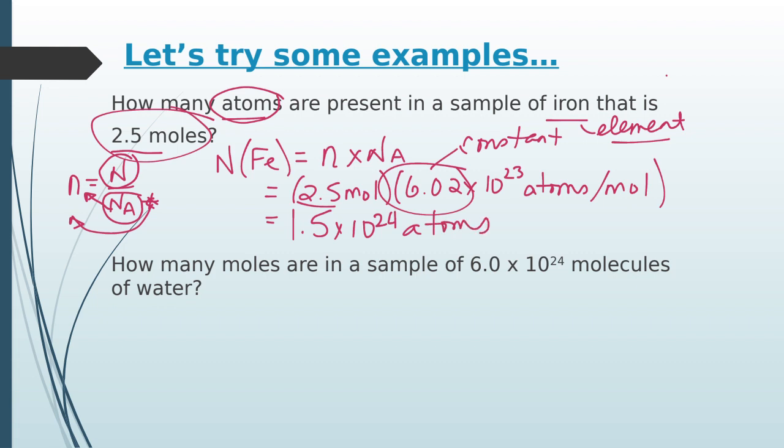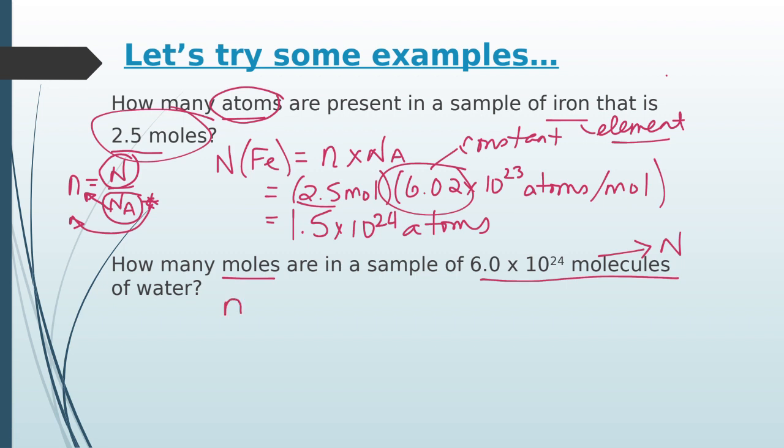In the next question, we have how many moles are in a sample of 6.0 times 10 to the 24 molecules of water. So this is the actual number of molecules, which is capital N. And they're asking us for the number of moles. You're going to notice that they never give you Avogadro's number in these questions. They assume that you know this.